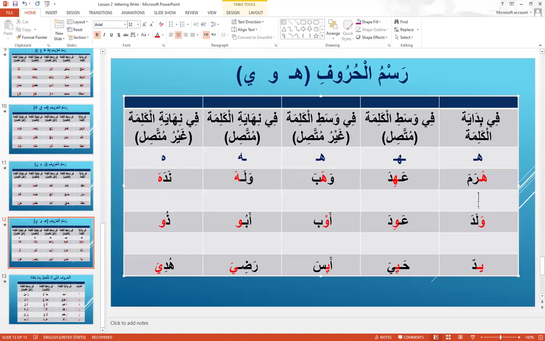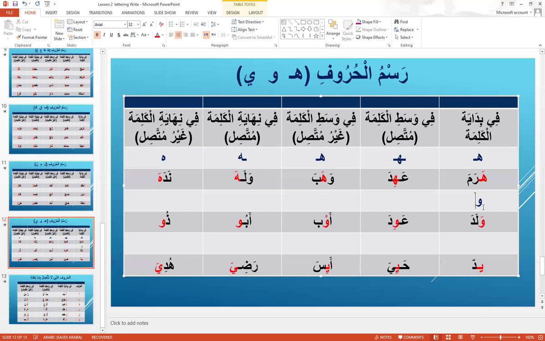Then we have waw. Waw at the beginning of the word is going to be written like this, without connection. Even when I wrote the connection, it didn't join. That's because it's not from the alphabets that join. So now we have our 6 alphabets that don't join.